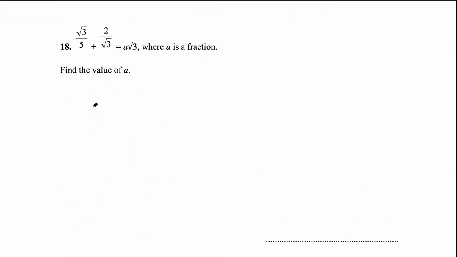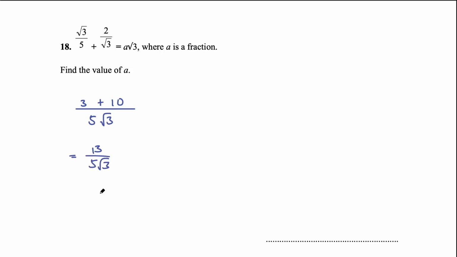Question 18 says root 3 on 5 plus 2 root 3 equals a root 3, where a is a fraction. Find the value of a. So for this one, I would probably combine those fractions. The lowest common denominator would be 5 times root 3. So I need to multiply this first fraction by root 3, which would be root 3 times root 3 would be 3. And all of this is going to be over 5 root 3. 3 plus 2 times 5 would be 10. And then we get 13 over 5 root 3.